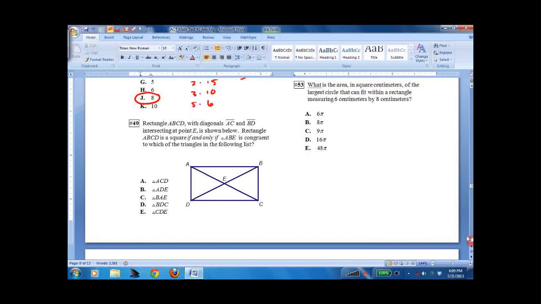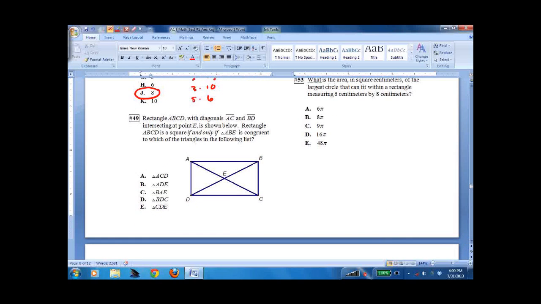This is a challenging problem. Tripped me up first time I did it. Rectangle with diagonals AC and BD intersecting at E are shown below. It's a square if and only if triangle ABE is congruent to which? Well, if ABE is congruent to ACD, no, that makes no sense. And I'm going to change colors so I can draw them all in. That first one was this one. That doesn't make any sense.